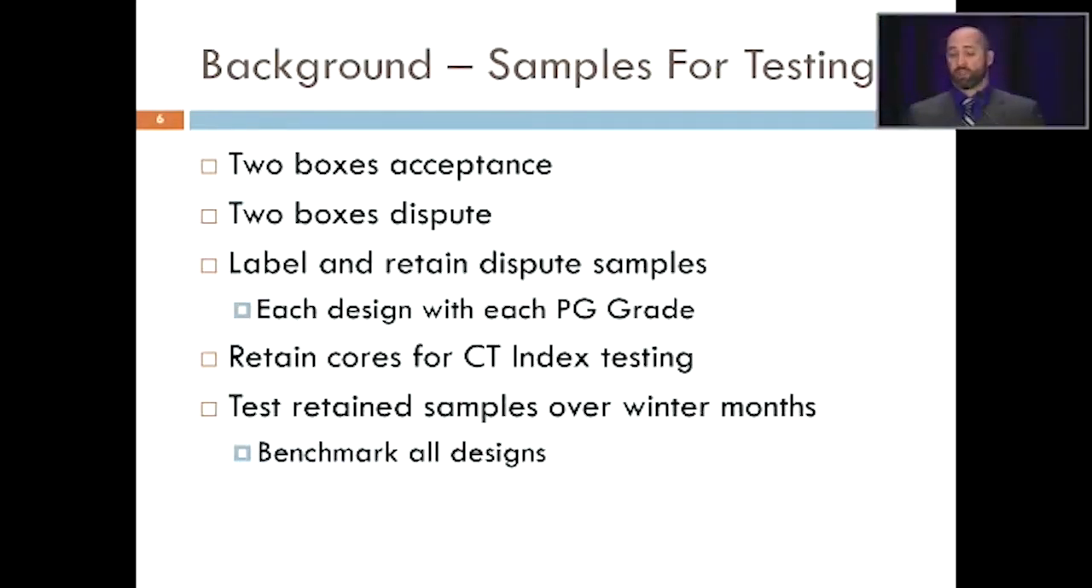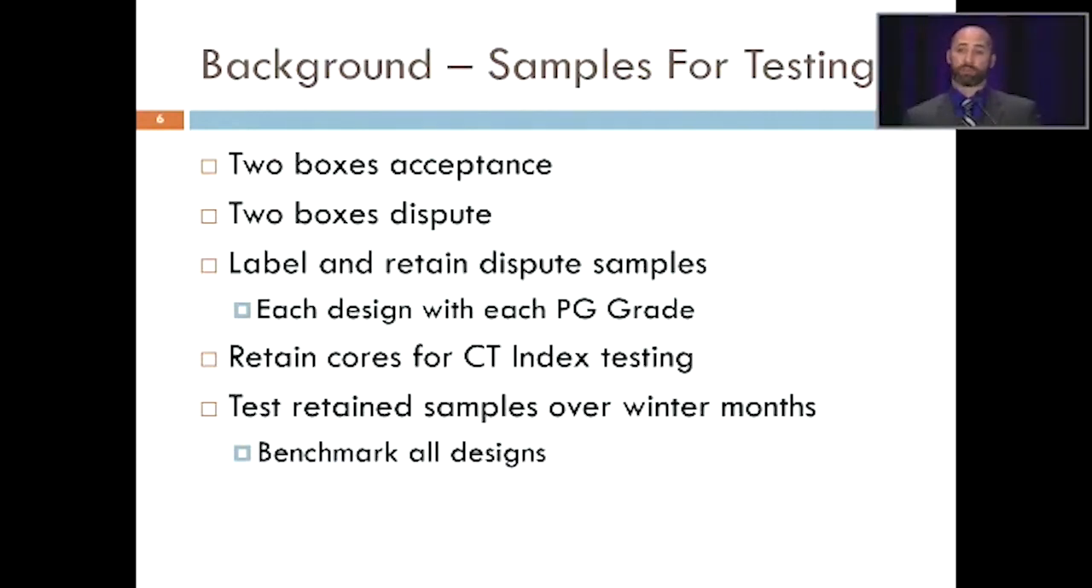For our typical acceptance samples, we get two boxes of sample, and then we also get two additional boxes from that same split for contractor dispute, if there's a disputable property. If that's not disputed after a couple of weeks, we then go through a list and we make sure we hit every single mix design that is produced in the state, every design and asphalt grade variable. And we make sure that we mark two of those boxes and set them aside for winter testing.